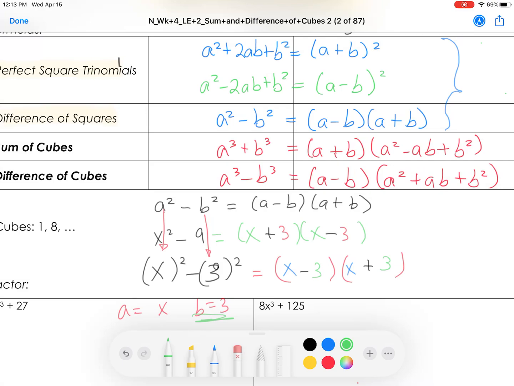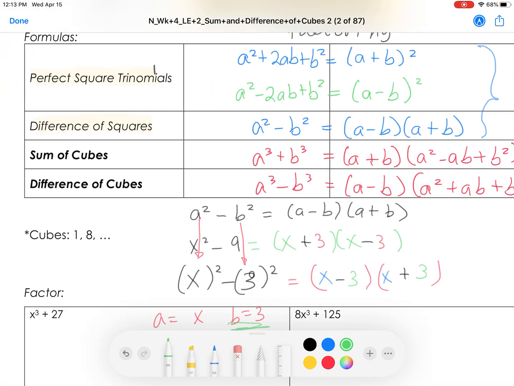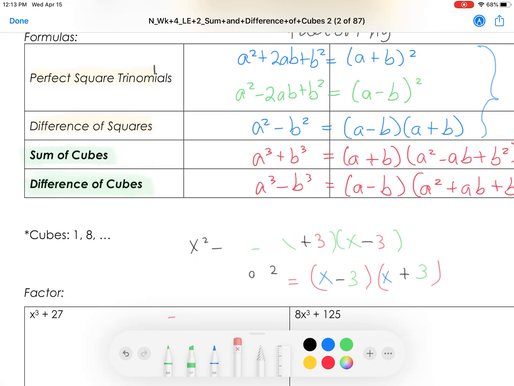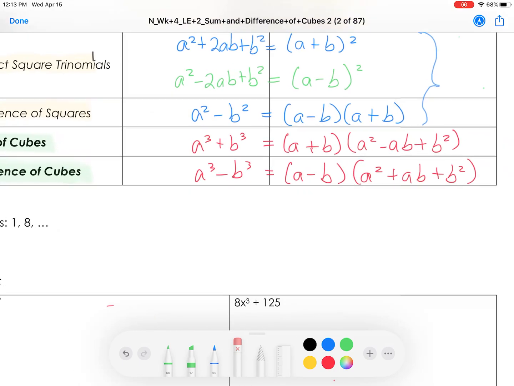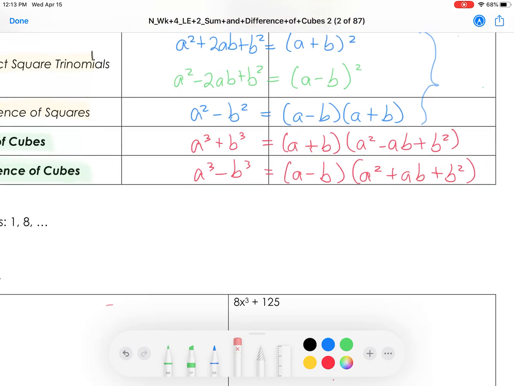What we're going to focus on today is factoring sums of cubes and differences of cubes. So this is what we're focusing on today. And to do this, we are simply going to use the formulas. We're not going to spend any time factoring by hand. We're simply going to plug in our pieces to the formula. So we simply have to identify what's our a and what's our b.